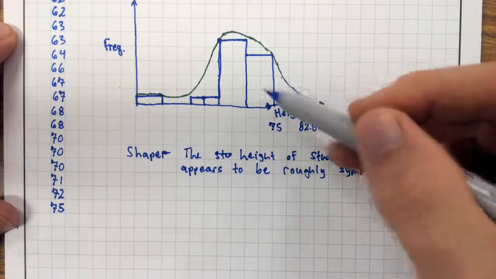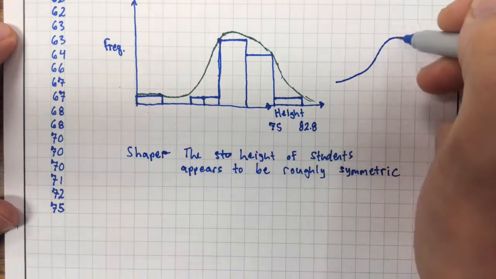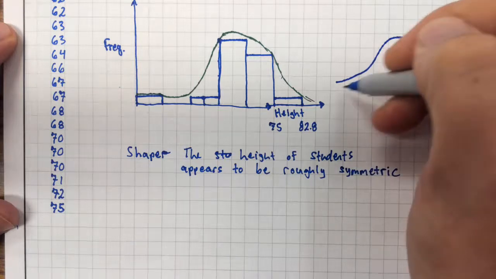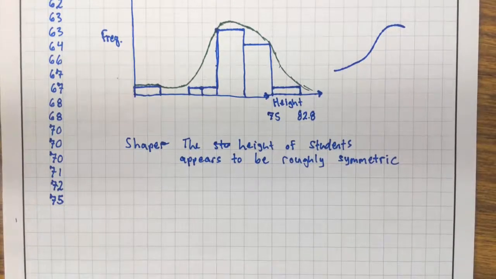If we would have had a lot of people fall in this range and our density curve looked more like this, then I would say, well, there's a tail to the left and it's skewed left, right? So anyhow, that'll be good for the shape. The height of students appears to be roughly symmetric.